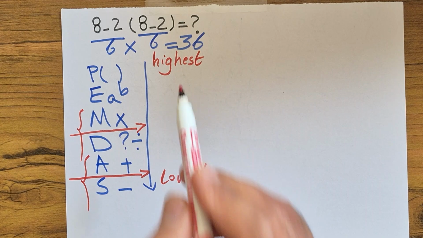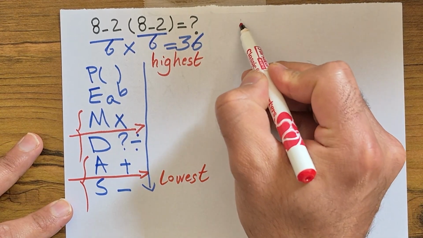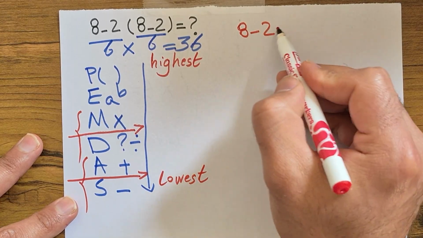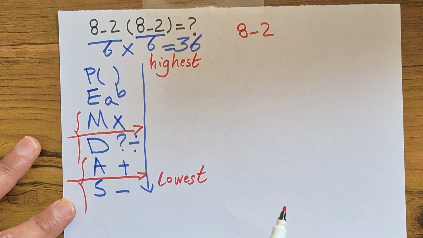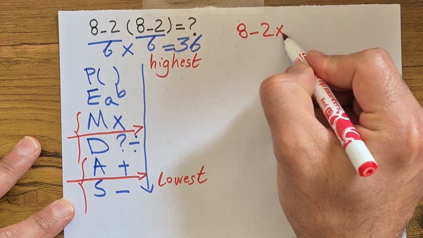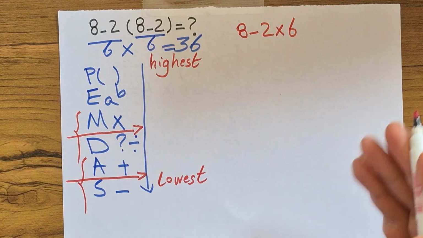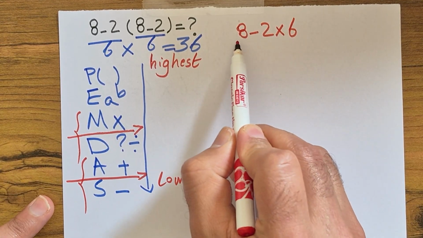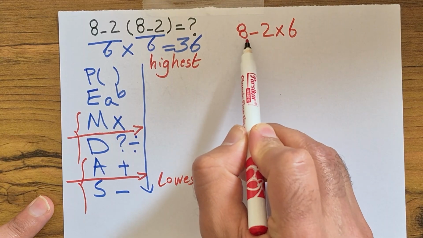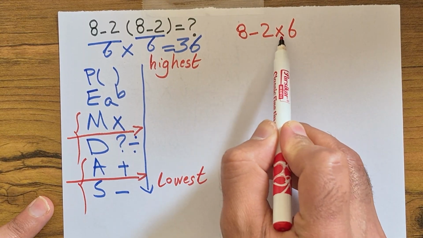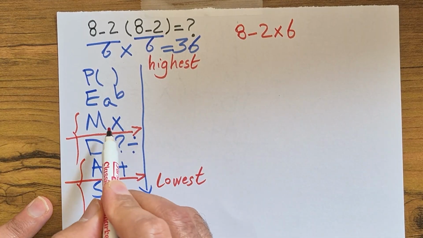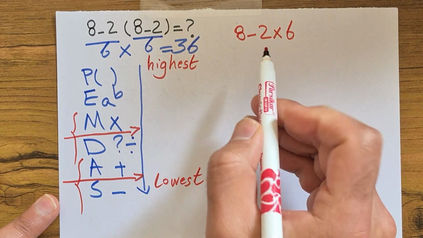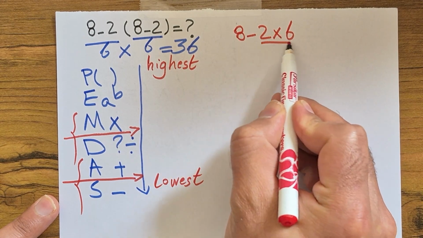So, according to PEMDAS, we should do the parentheses at first. What is inside the parentheses? 8 minus 2 gives us 6. So we can remove the parentheses and replace it with 6. Your problem, your mistake was this part. You did the subtraction before the multiplication. But according to PEMDAS, multiplication has a higher priority than subtraction. So we must do this part at first.